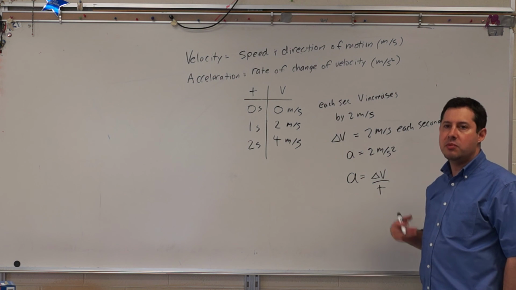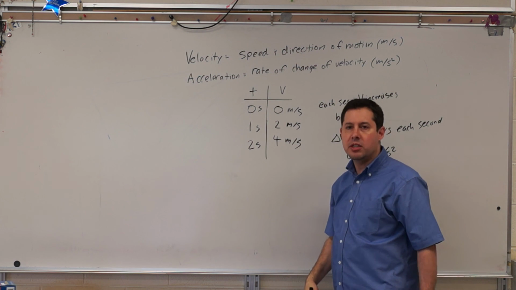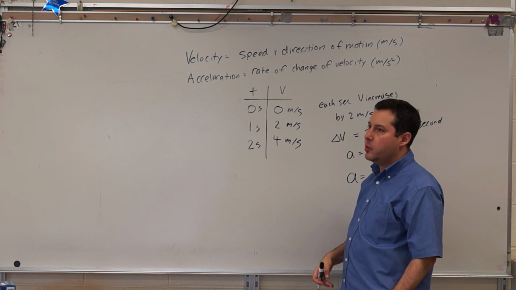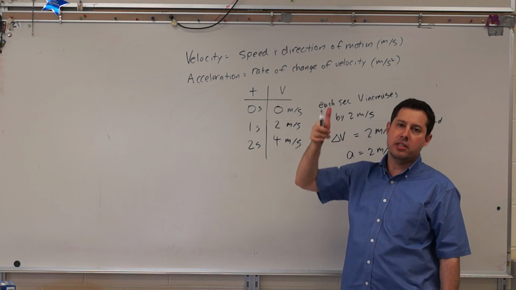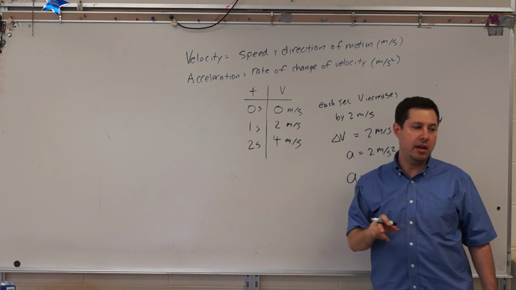So if you know an object is moving east, its velocity is going to be headed east. If an object is moving west, its velocity is going to be west. If it's thrown up in the air, its velocity is pointing up in the air. That's what velocity tells you.